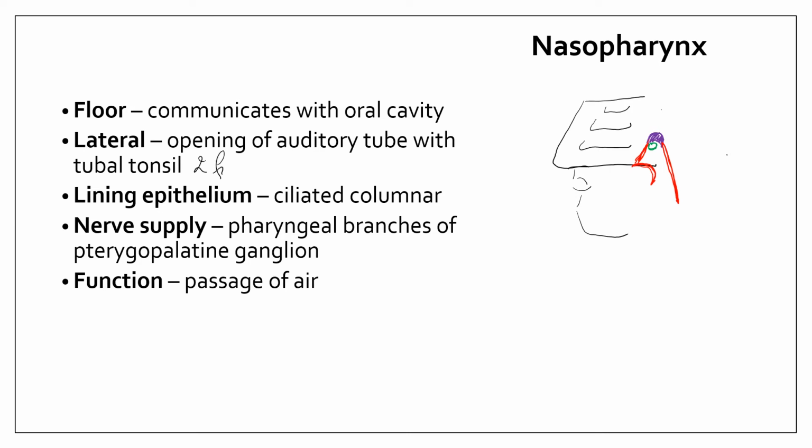Two folds. The lining epithelium is respiratory type. The nerve supply is pharyngeal branches of pterygopalatine coming from the maxillary nerve, and function is passage of air.